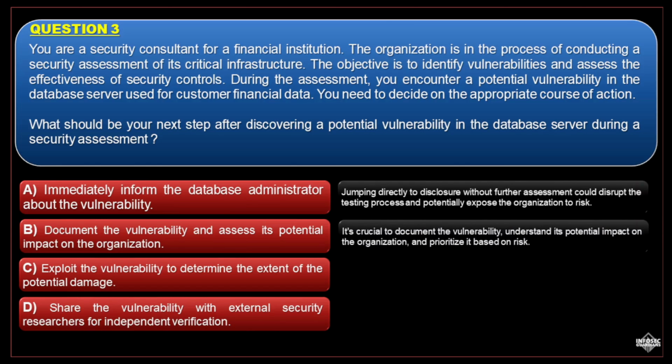Option B. Document the vulnerability and assess its potential impact on the organization. This sounds to be the most appropriate course of action. In security assessment and testing, it's crucial to document the vulnerability, understand its potential impact on the organization, and prioritize it based on risk. This enables the organization to make informed decisions about remediation.